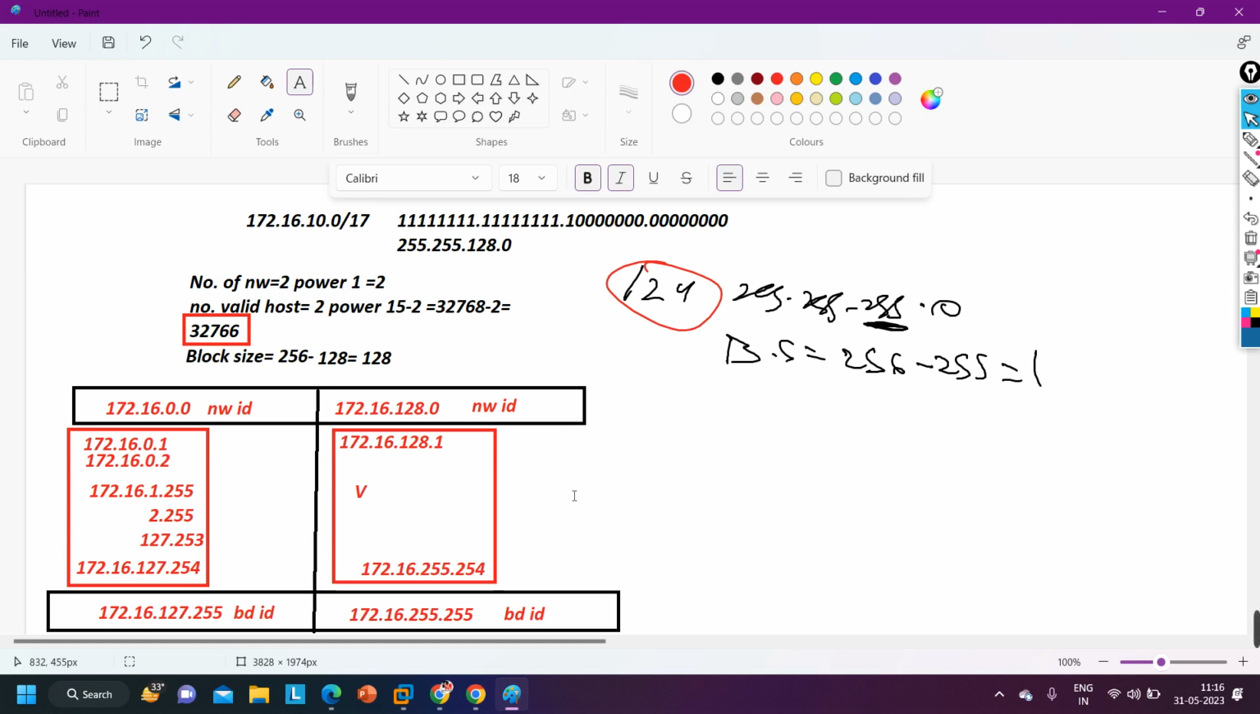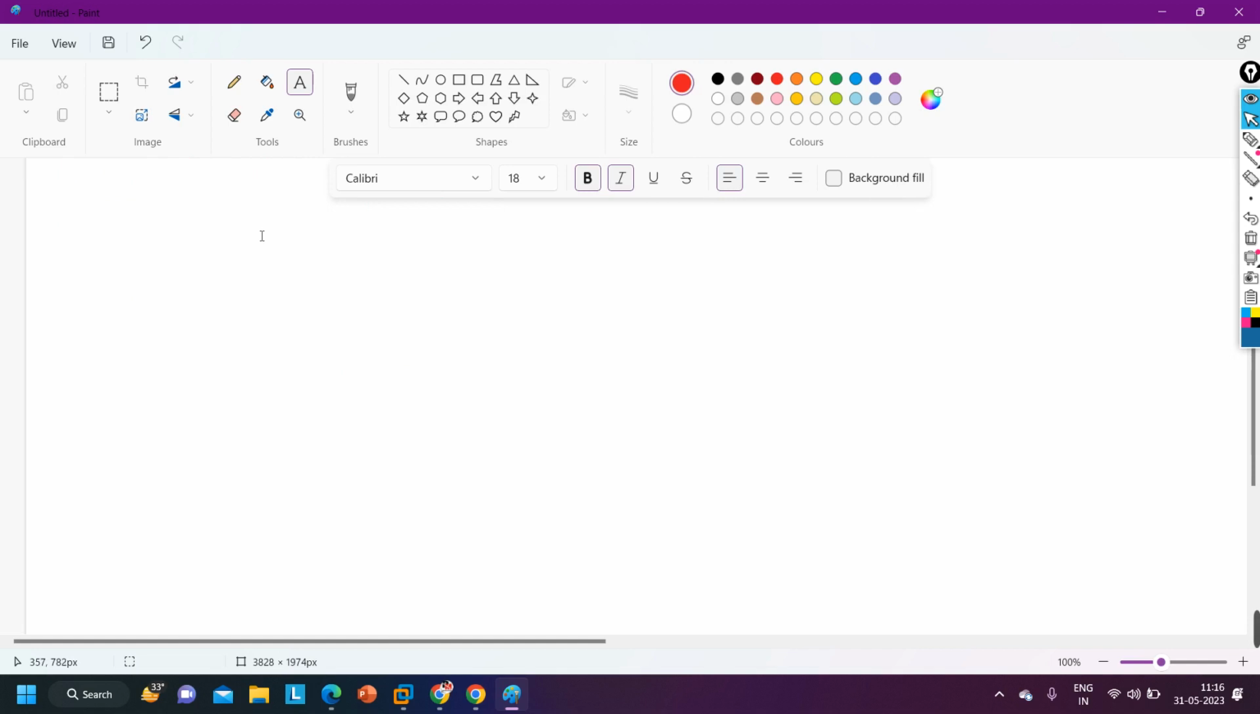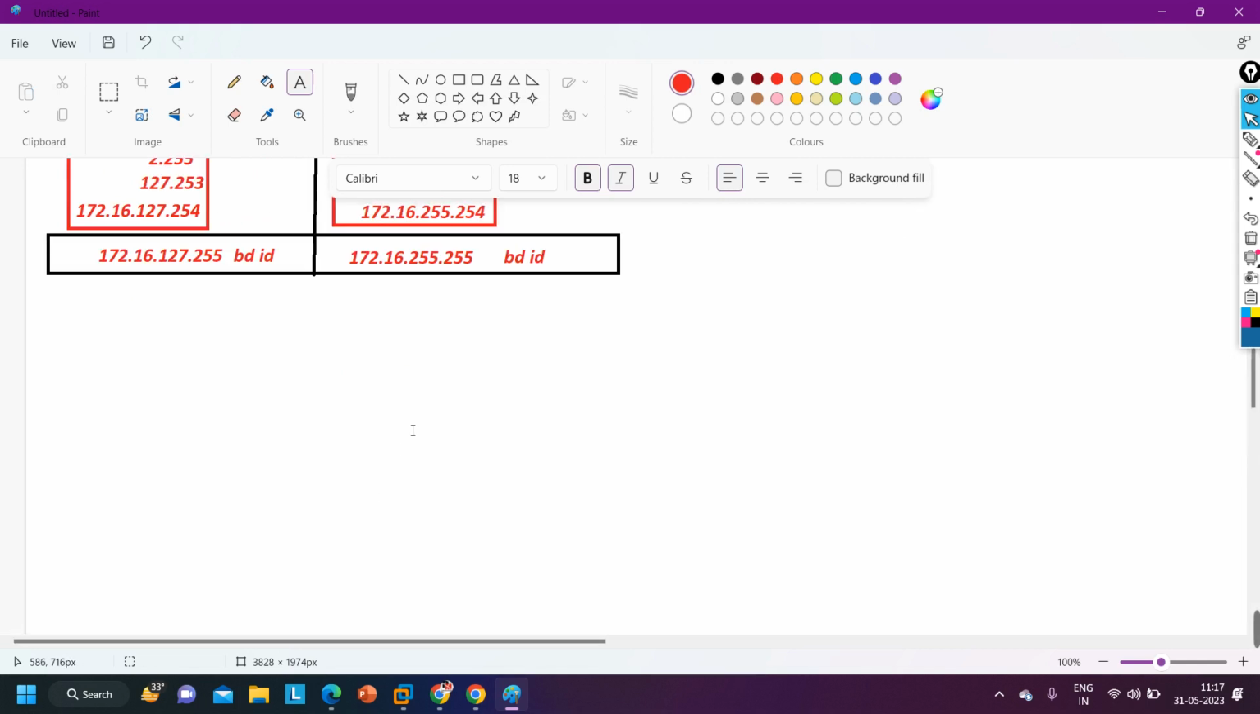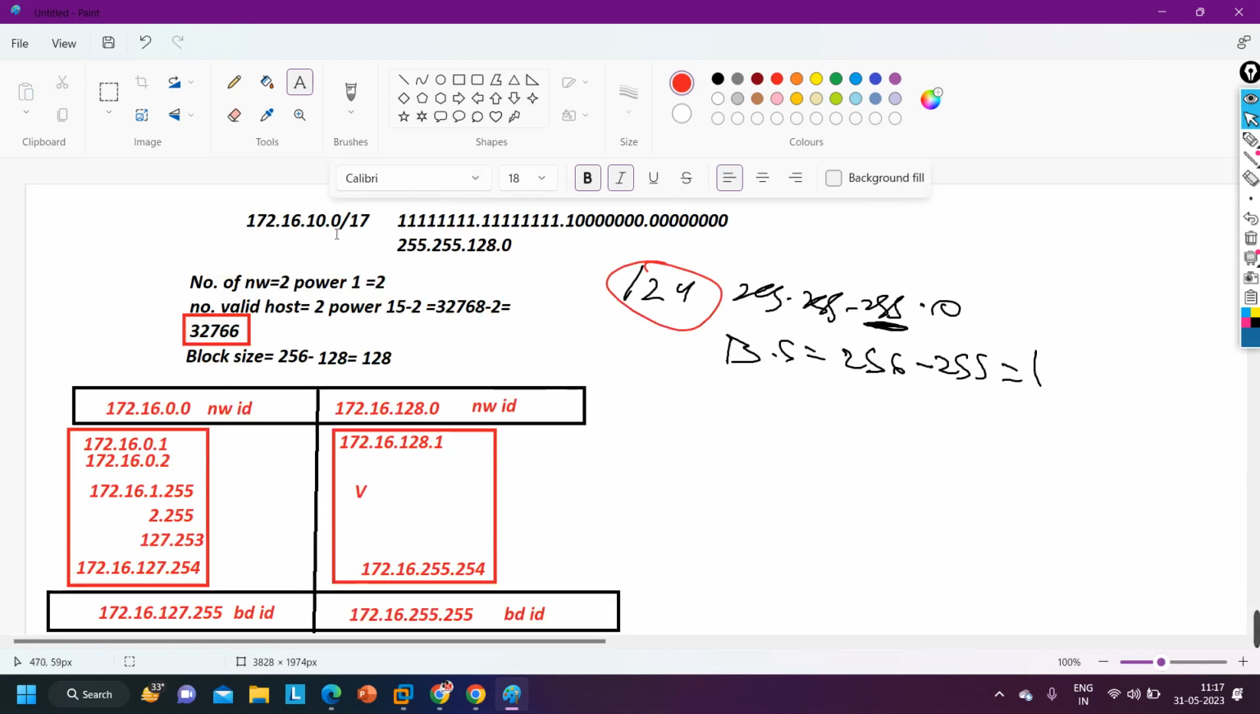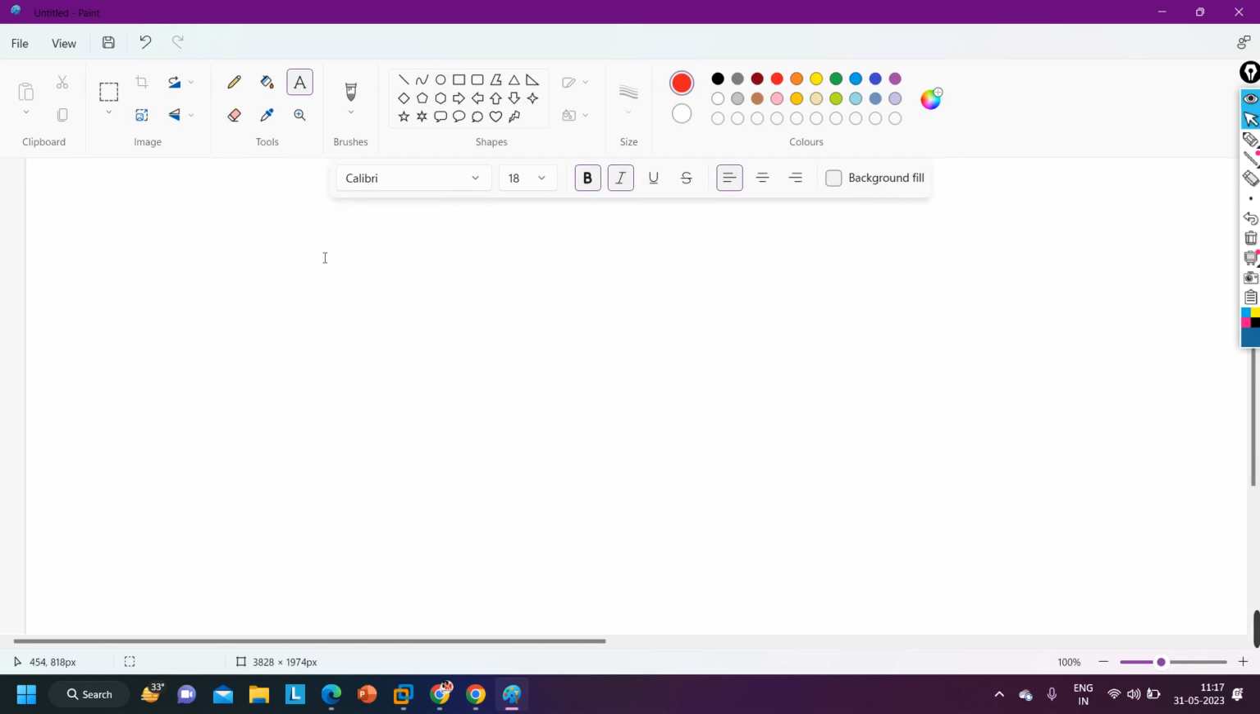Now I am going to take one example from class A. Let's say my IP address is 10.0.0.0. Or let me do one more thing here. Before starting class A, here I have done subnetting with /17. I am going to use a different subnet mask now with the same network 172.16.0.0, and this time, let's say the slash is 26.